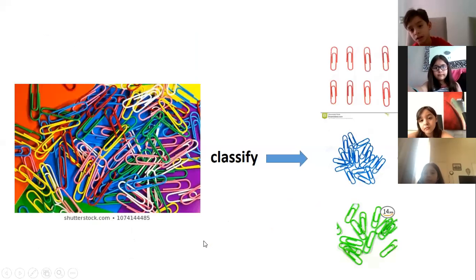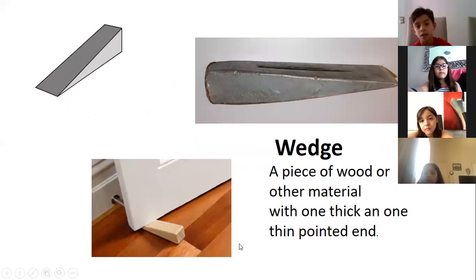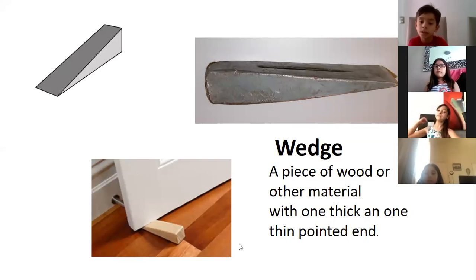Okay, good. Now, the other one is wedge. Look at the pictures so you can understand better. What is a wedge? A wedge is a piece of wood or maybe a piece of metal, other material, with one thick and one thin pointed end. Okay, that is a wedge.